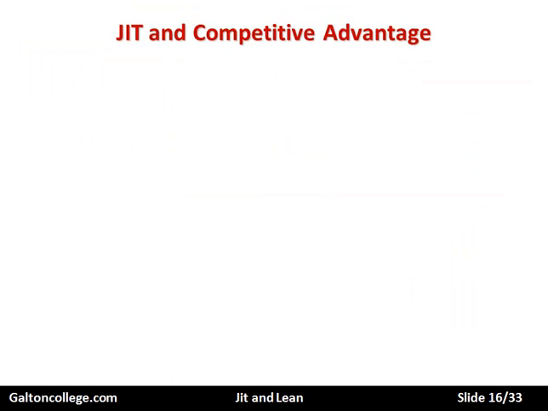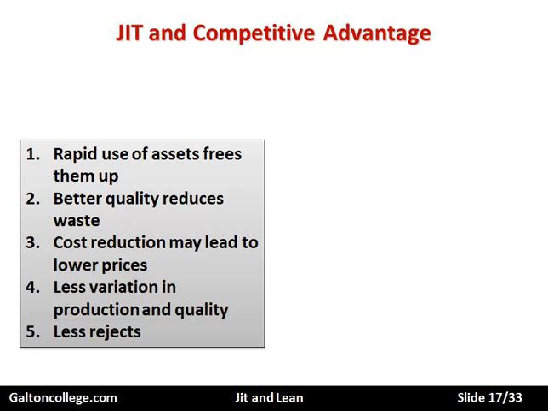Now, JIT and competitive advantage. Well, rapid use of assets frees them up. If the assets are used properly and speedily, then they're free for some of the time. They're ready to be used for other purposes. Better quality reduces waste, so keeping an eye on the quality. There's no rejects and there's no wasted effort.